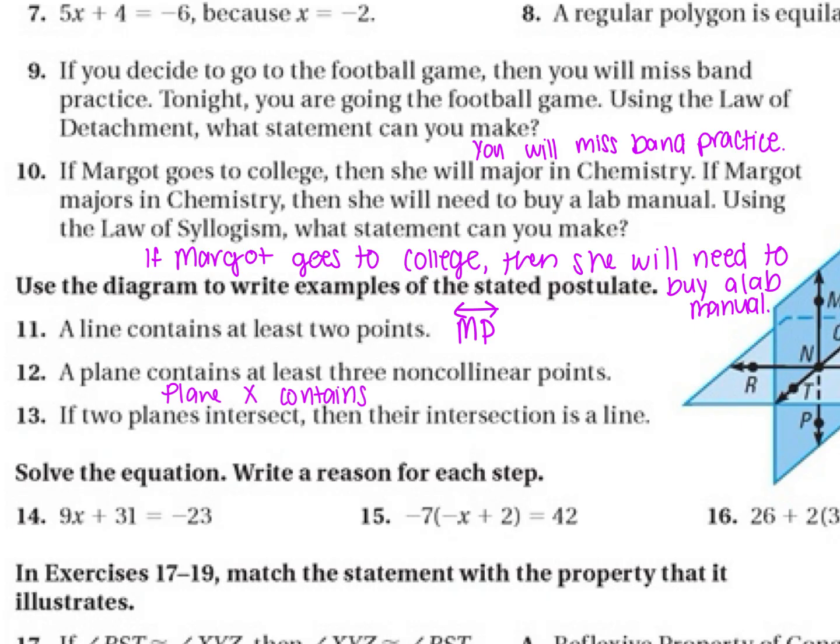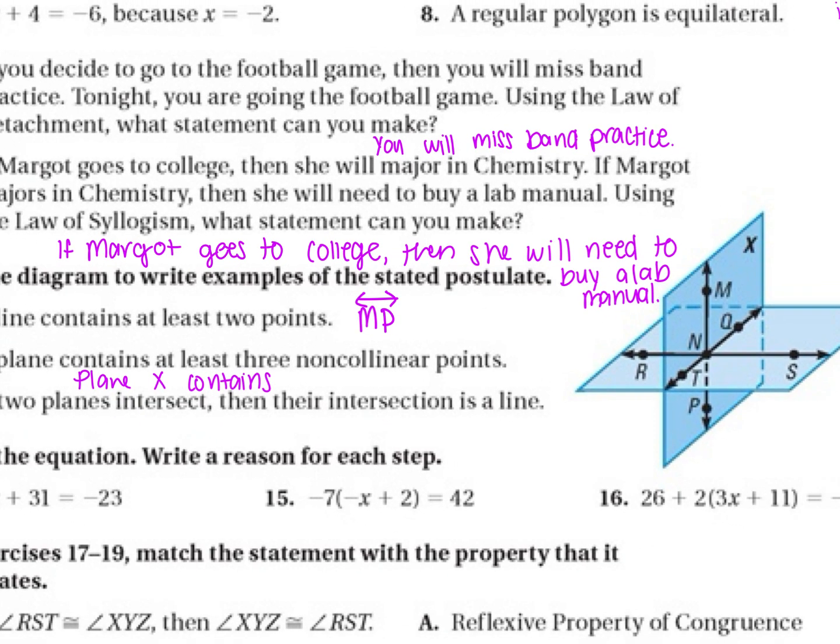contains. Non-collinear means those points cannot be on the same line. Contains points M, Q, and P. Okay, those are not on the same line. Looking at the last one.